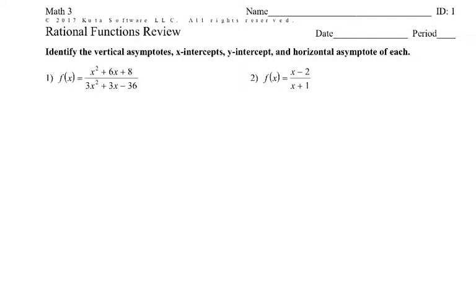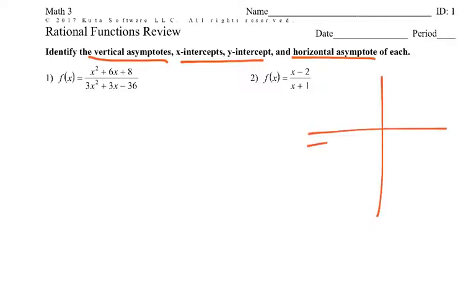Alright, Math 3, we've got the rational functions review. So the first thing is to identify vertical asymptotes, horizontal asymptotes, x and y intercepts, okay? The first thing we can do is find vertical asymptotes.